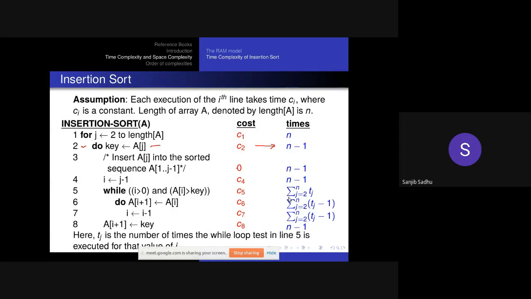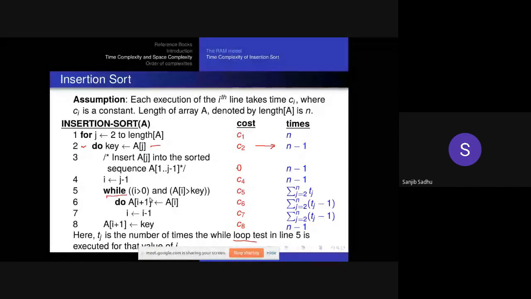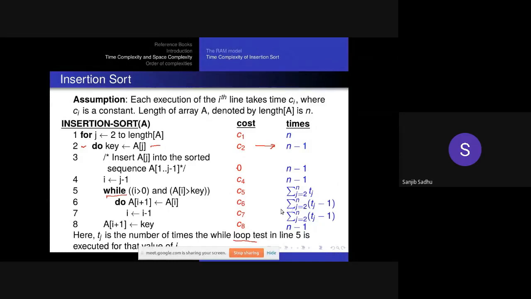And here tj, what is tj? tj is the number of times the while loop test in line 5 is executed for that value of j. Okay, tj. So this is executed for j equal to 2 to n. Now what you have to do, you need to find the time complexity.